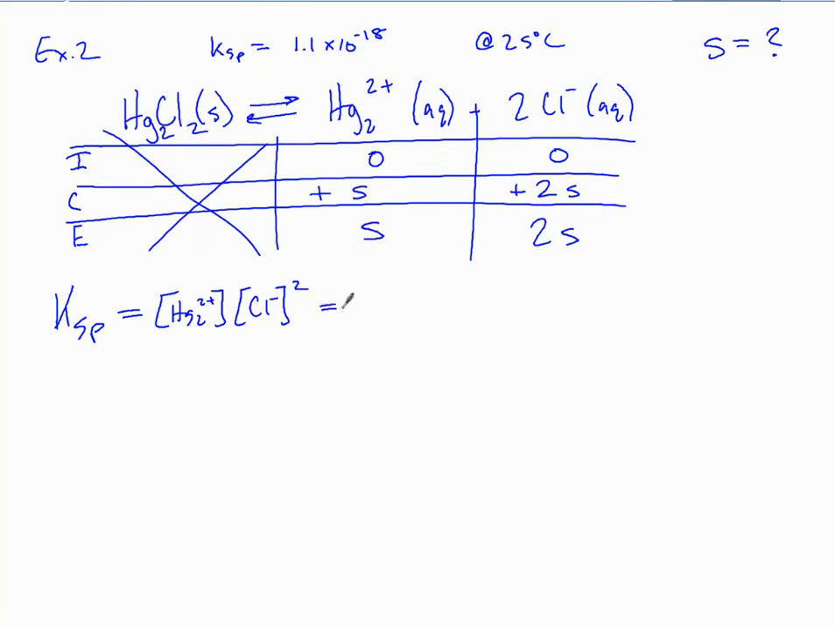And so this is the expression. We plug in our numbers. Hg is S. Chloride is 2S. And we have to square it. So we end up with 4S to the third power. We also know what KSP is. So 4S to the third power is 1.1 times 10 to the negative 18th. And we solve for S.